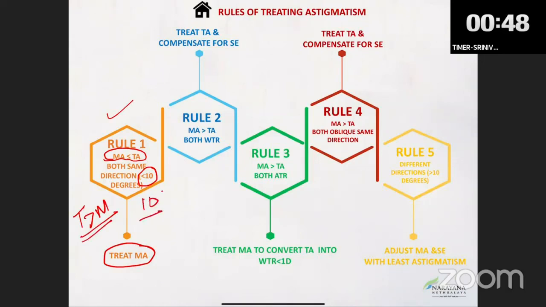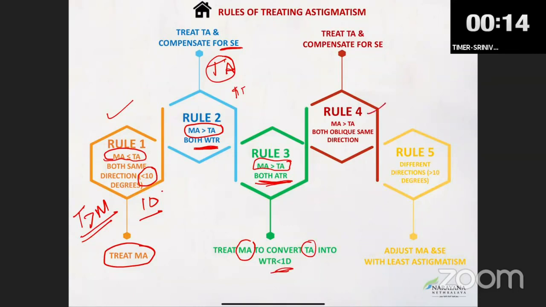Rule 2: when the manifest is more than topography and both are with the rule astigmatism, always treat the topography astigmatism, because the topography astigmatism is the one which compensates for spherical equivalent. And then if you increase the topography, change the sphere. That's all everybody knows about it. Rule 3: if the manifest is more than the topography astigmatism and against the rule astigmatism, treat the manifest and convert the topography into with the rule. That's something which you can plan.